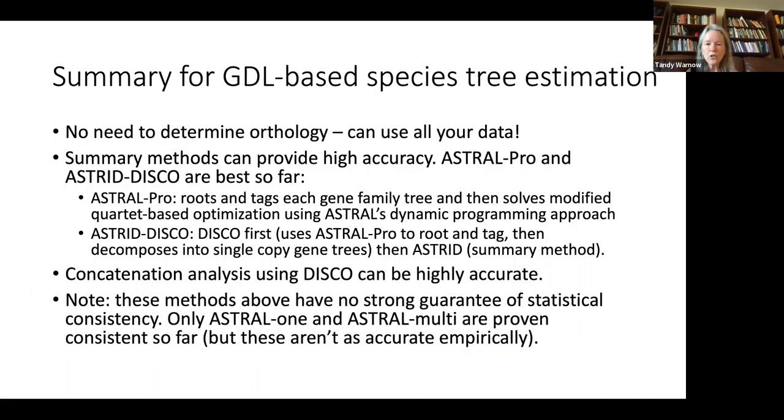Okay, so the summary for estimating species trees when you have gene duplication and loss: you do not need to throw out any of your data. You do not need to determine orthology. This is a plus. Summary methods can provide high accuracy and can be very fast. Concatenation analysis on single copy genes that you obtain using Disco is actually potentially really accurate, but there's a runtime issue. But none of these good performing methods have any guarantee of statistical consistency under DDL. So that's another important limitation.